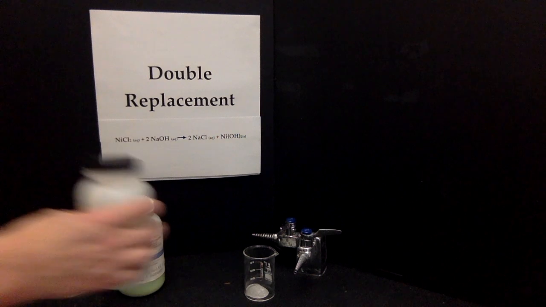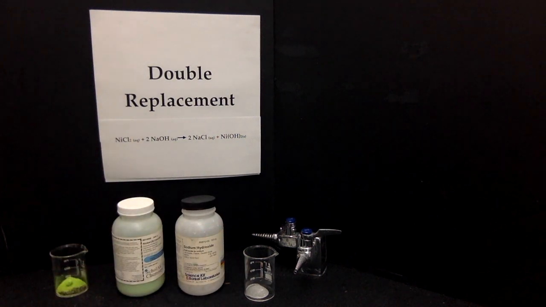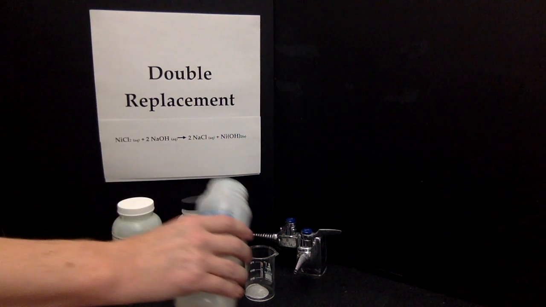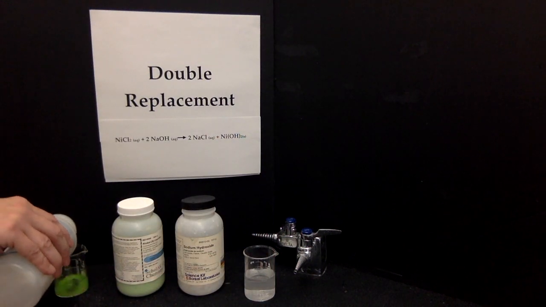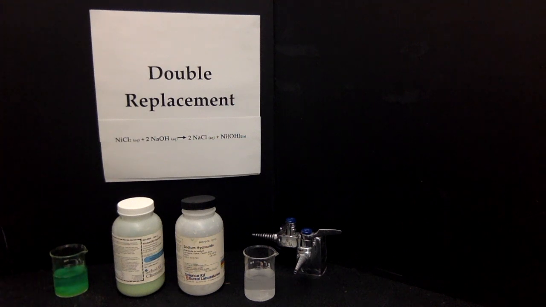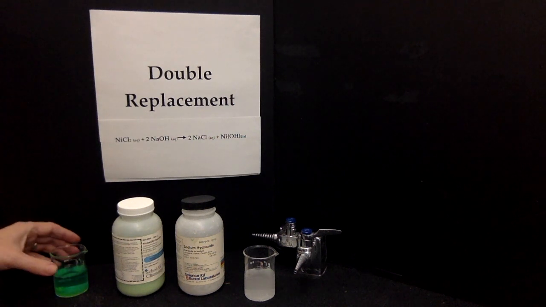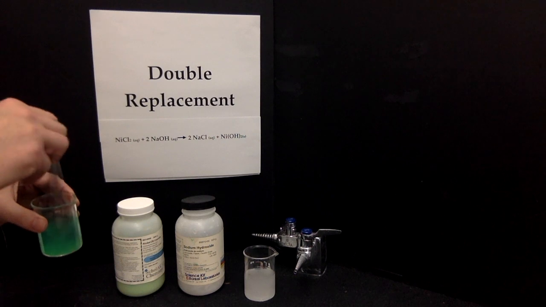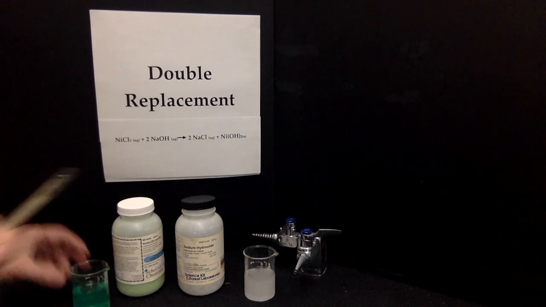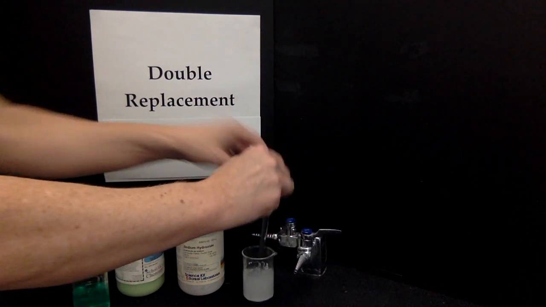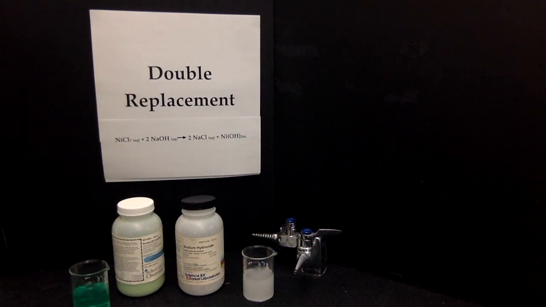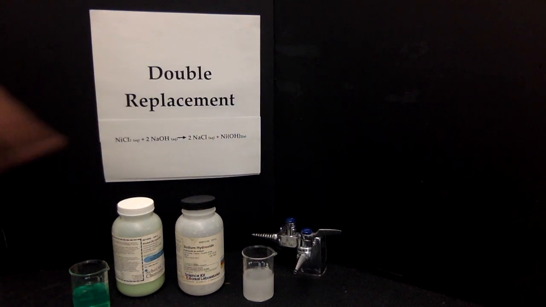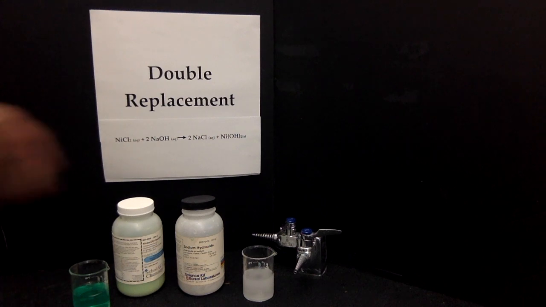I'm going to dissolve both of those in water, so I will add a little bit of distilled water to my sodium hydroxide and to my nickel 2 chloride. Give it a little stir to make sure it's well dissolved. When I combine them together, I expect to see a solution of sodium chloride and a solid of nickel hydroxide.